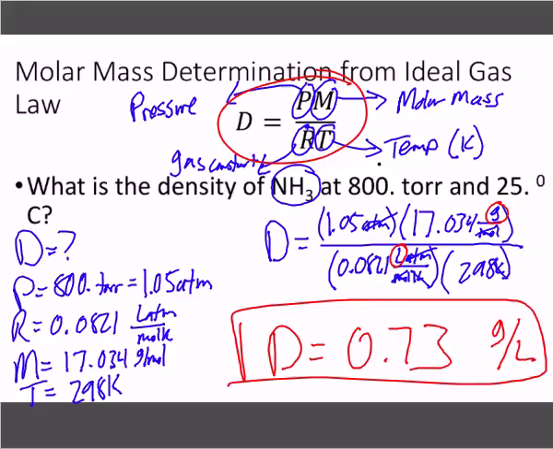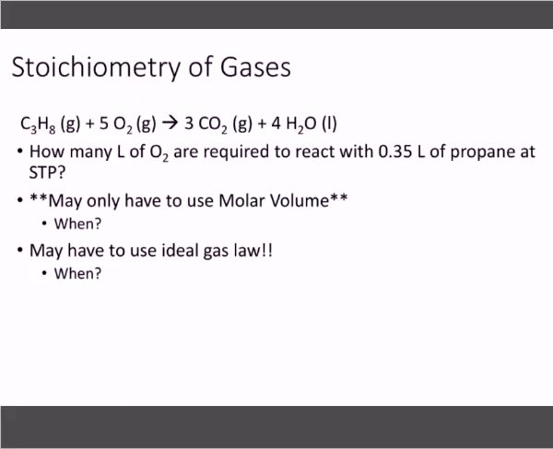All right? So, here we go. Let's do some more practice. Stoichiometry says how many liters of oxygen are required to react with 0.35 liters of propane at STP. All right, so two ideas to think about. We could use molar volume, or we'd have to use the ideal gas law. Which are we going to have to use here? First off, when will we use molar volume at STP? When will we have to use ideal gas law? When you're not at STP. So, in this problem, which one are we going to use?